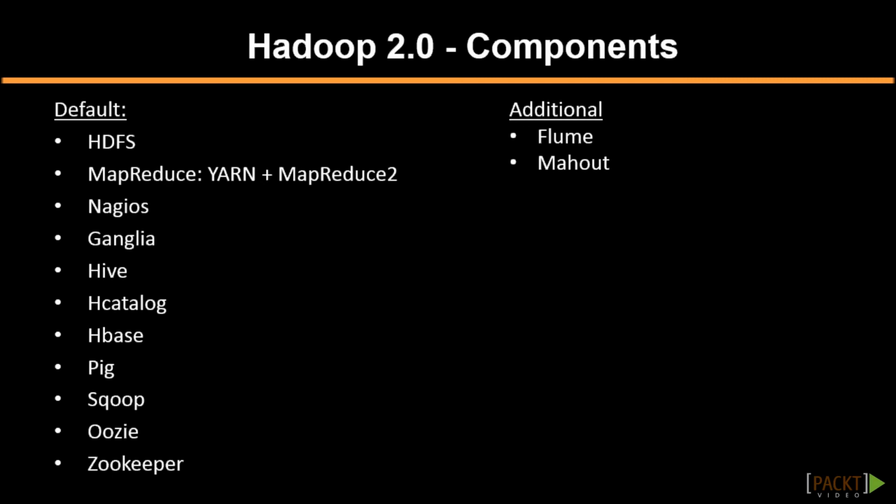Oozie. Oozie is used for the workflow scheduling and execution of Hadoop jobs. Zookeeper. Zookeeper is used for the reliable mechanism of coordination and synchronization amongst nodes and is specifically required for HBase installations.